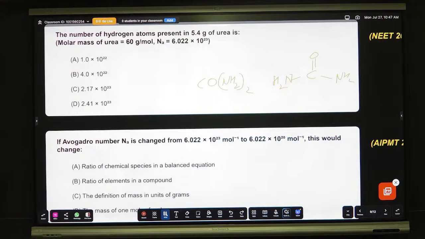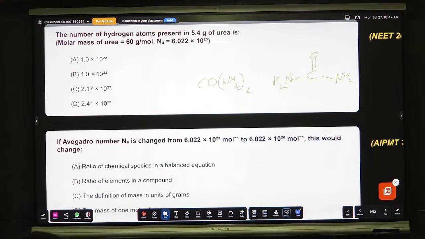Mole is different from molecules. If I say one mole, it means a fixed number of that thing. One molecule means only one molecule. If I say one molecule of water, it means only one molecule of water. One mole of water has 6 into 10^23 molecules, and one molecule of water is only one H2O. Get it?